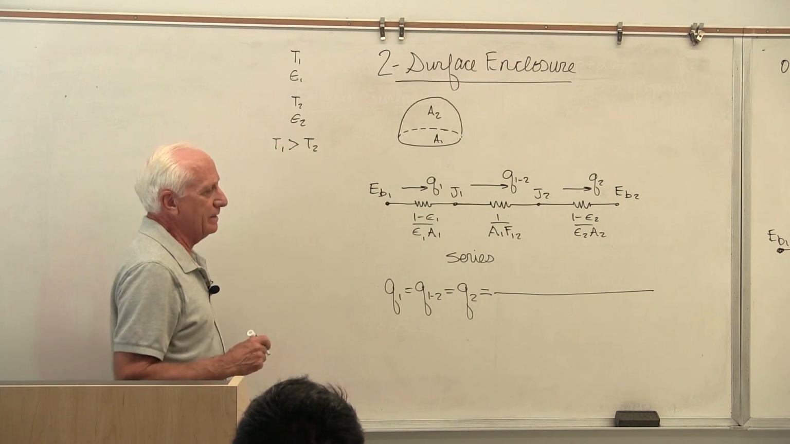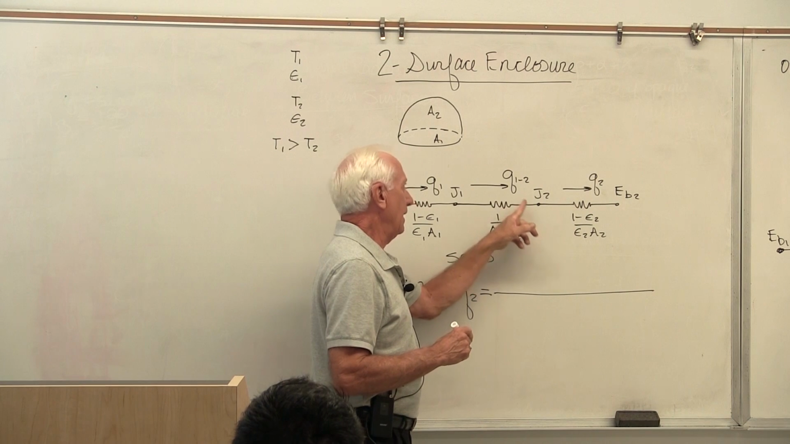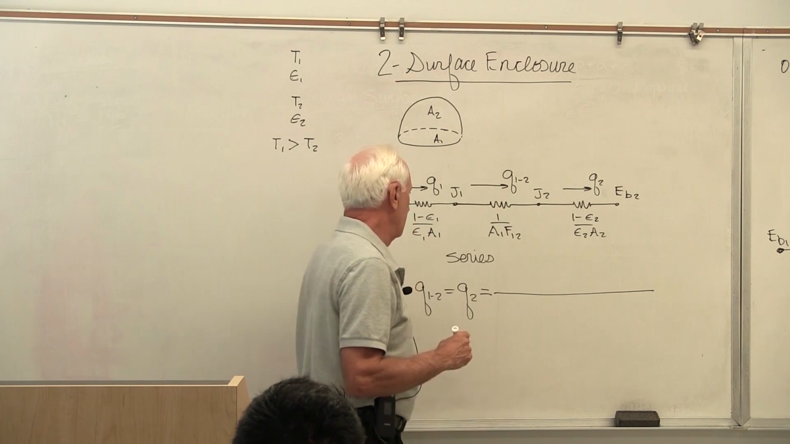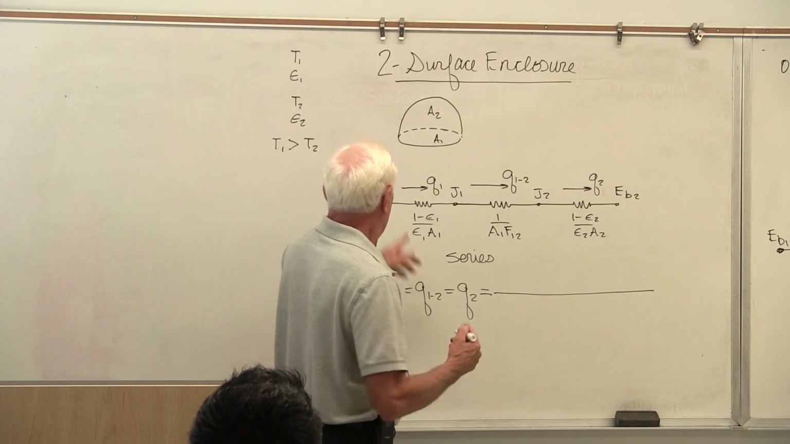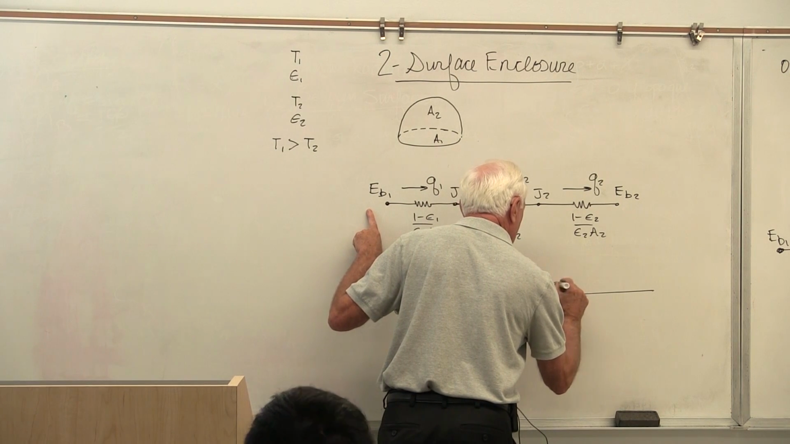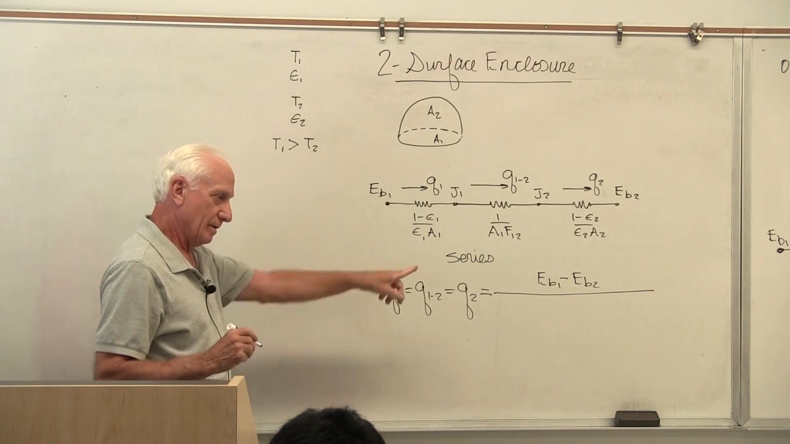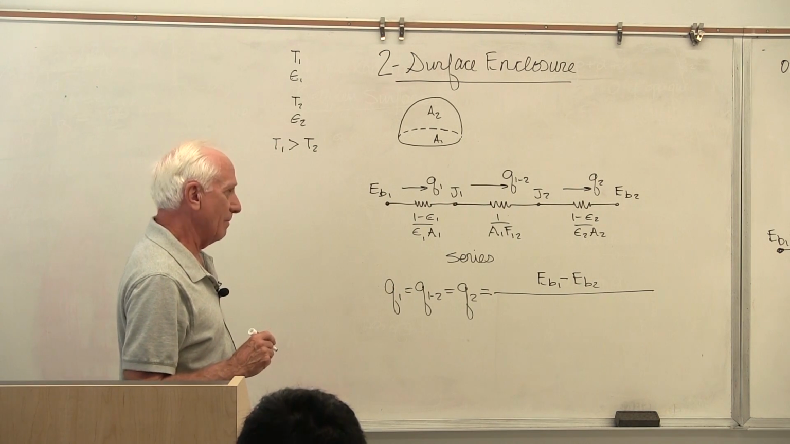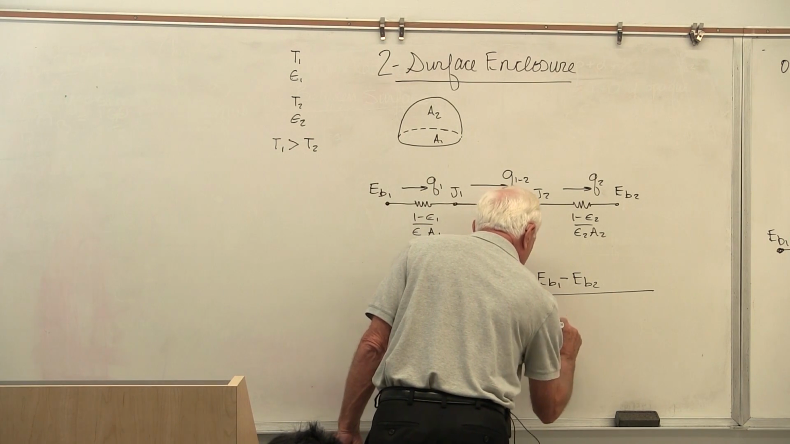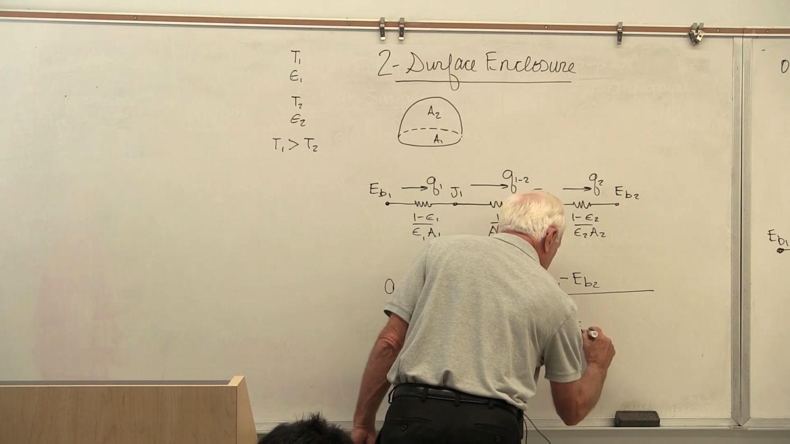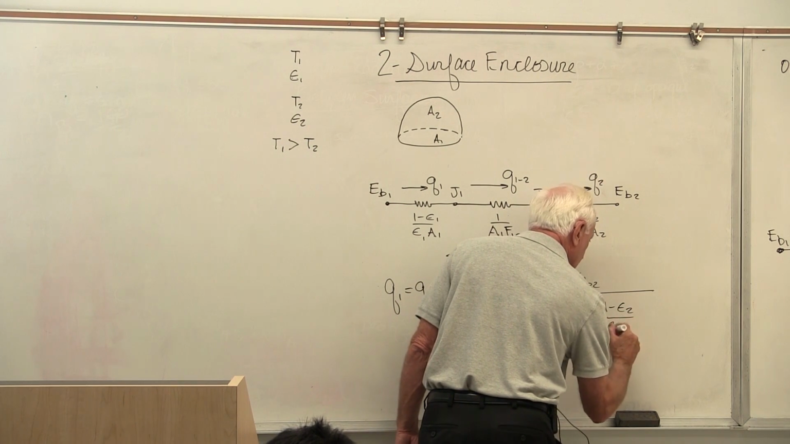So what can you find here? You can find, by this analysis, J1, J2, and any Q you want. They're all the same. We're going to find Q, though. Most heat transfer analysis, you want to find Q. On the top, the big number, EB1, minus the smaller number, EB2. Why? Because I know both of those guys. If you know them, put them in there like that. Divided by the sum of the resistances: (1 minus epsilon 1) over epsilon 1 A1, plus 1 over A1 F12, plus (1 minus epsilon 2) over epsilon 2 A2.